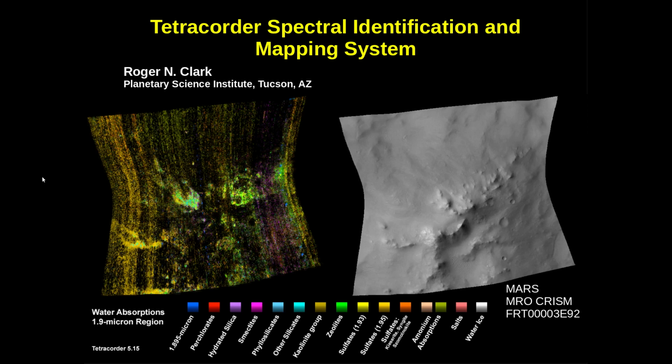This is a tutorial giving an introduction to the Tetracorder system. The Tetracorder system is designed to analyze remote sensing and laboratory spectra used in mapping the Earth and other planets. It could be used for other purposes, but this is the main goal of the system as it's been implemented.